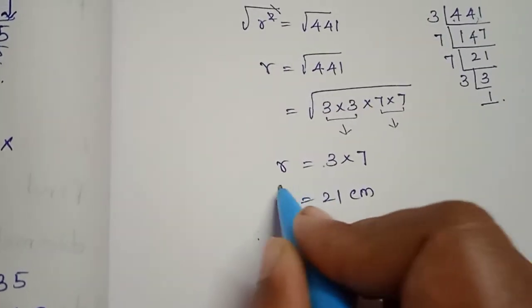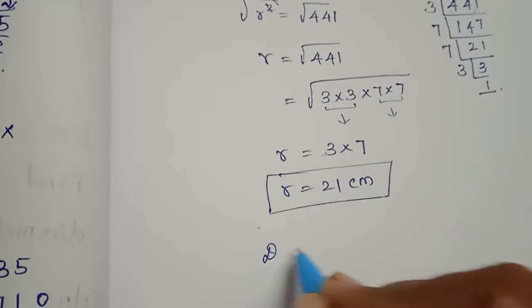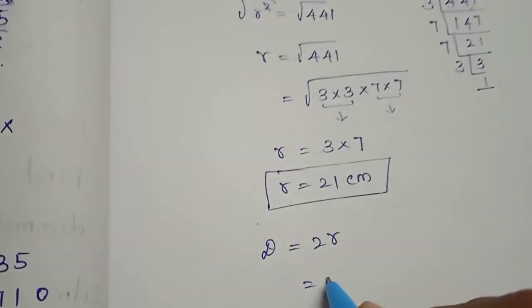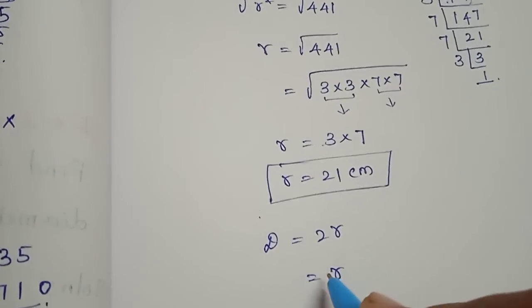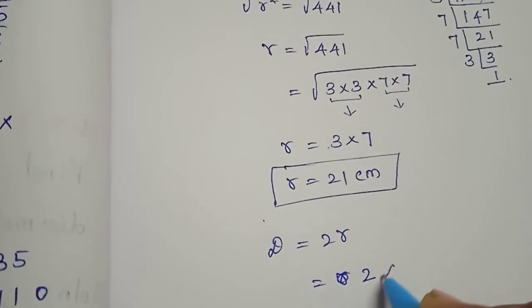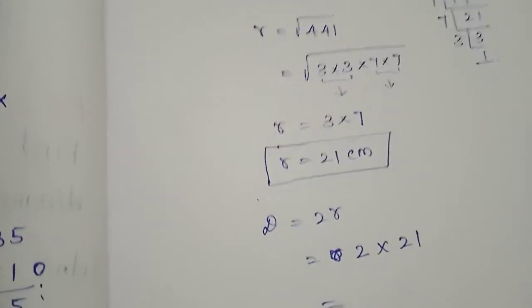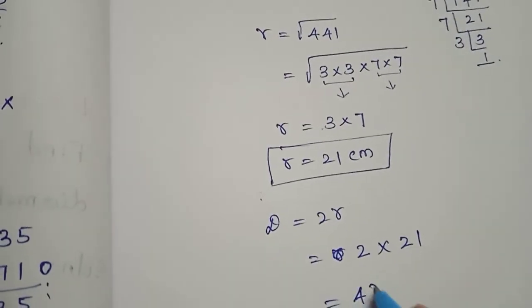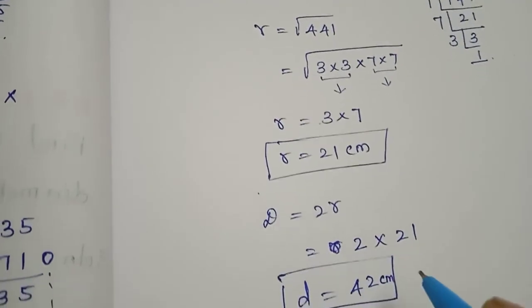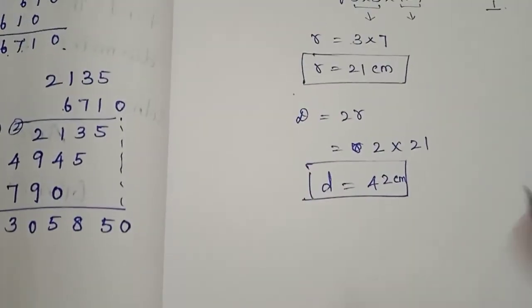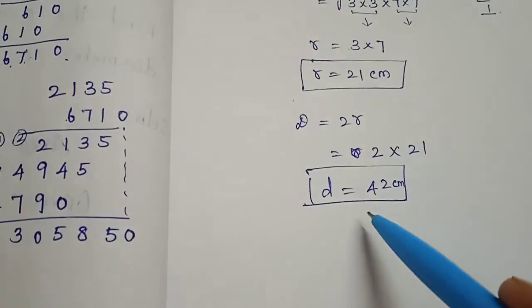And also we have to find out the diameter. Diameter is nothing but 2 times r. So 2 into r. So it is 2 into the r value 21. 2 times 21 is 42. Therefore diameter equals 42 centimeter. These are the values they have asked to find out, radius and diameter.